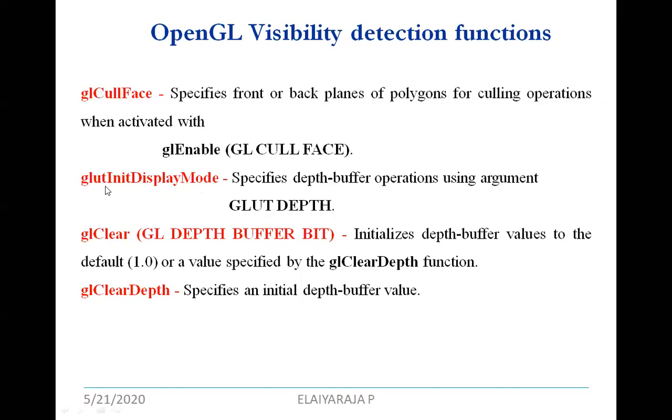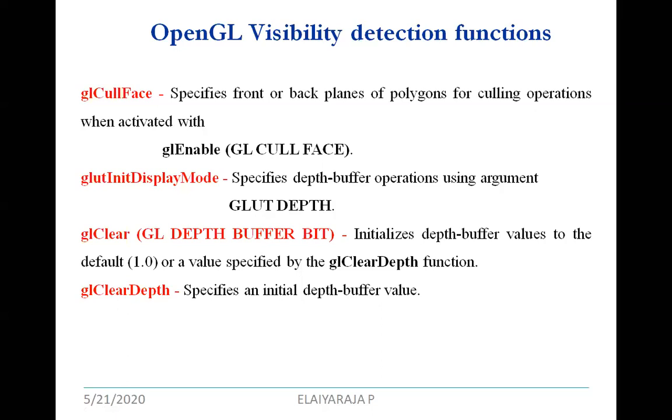glutInitDisplayMode selects single buffer or double buffer. For single buffer, you use GLUT_RGB and GLUT_SINGLE. Whereas for double buffer, you use GLUT_RGB and GLUT_DOUBLE. To specify depth buffer operation, you use GLUT_DEPTH along with double buffer. Similarly for glClear, you use GL_DEPTH_BUFFER_BIT, and by default the value is 1.0 or a value specified by the clear depth function.